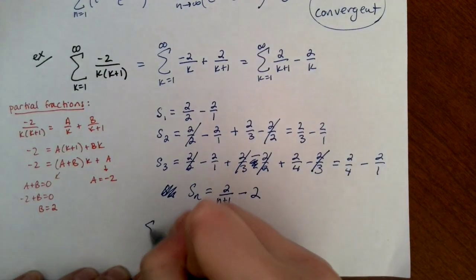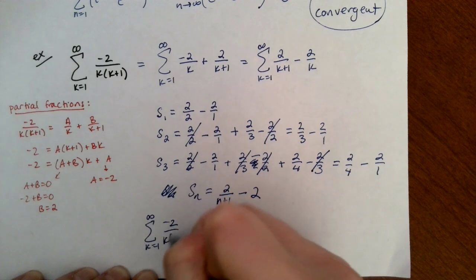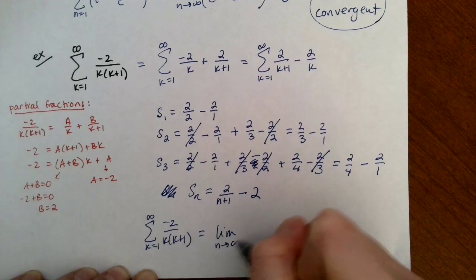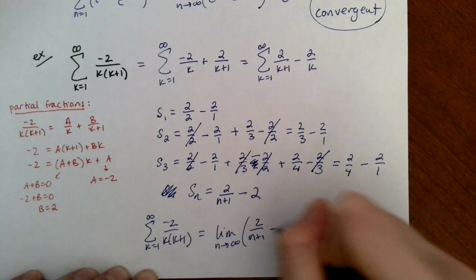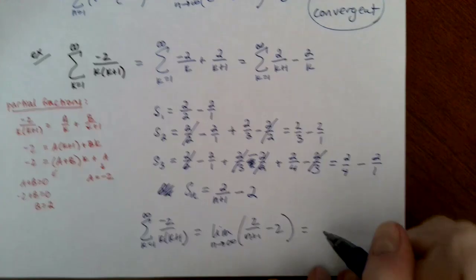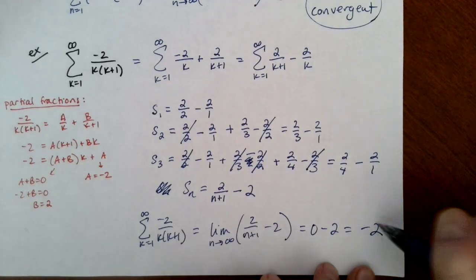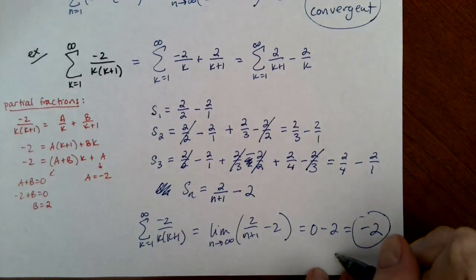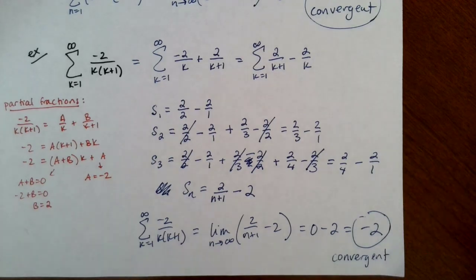And then once again, our series, I'll use its original form, but it doesn't really matter which form I take. This will be equal to the limit as n approaches infinity of the Sn formula. So in this case, this part of it goes to 0. So we have 0 minus 2 is negative 2. All right, so the series computes exactly to that value. And because this limit exists, the series once again is convergent.